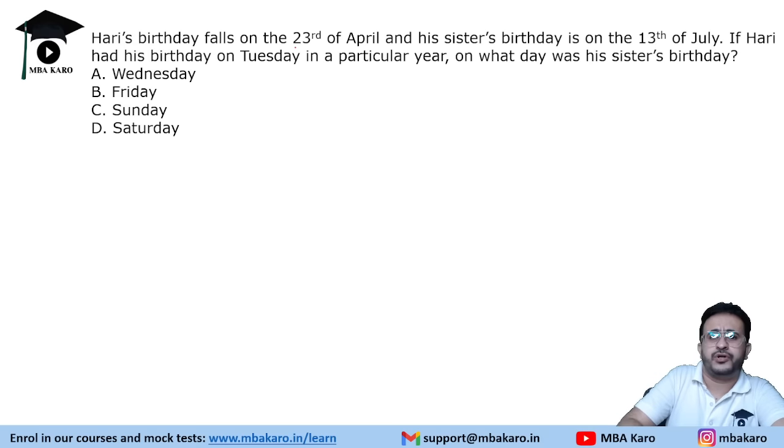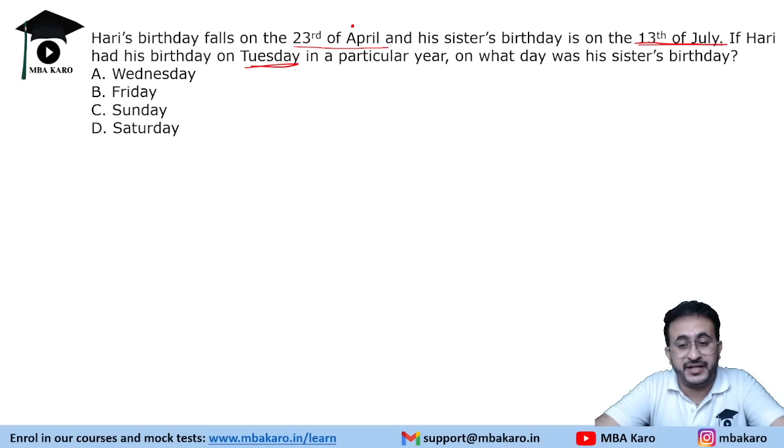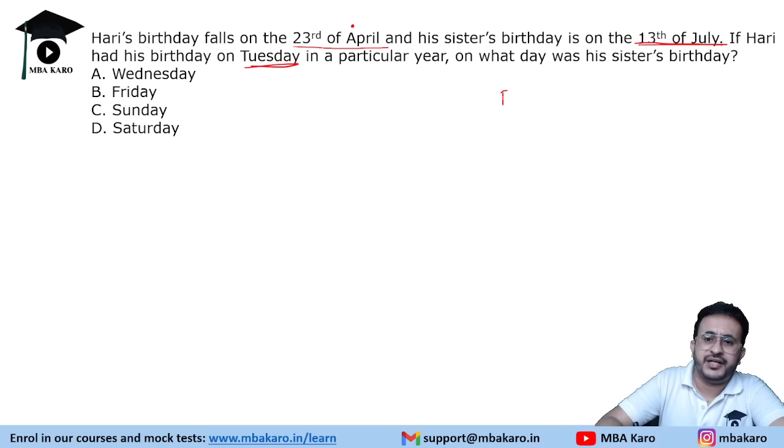Hari's birthday falls on 23rd of April and his sister's birthday is on 13th of July. If Hari had his birthday on Tuesday of a particular year, what was his sister's birthday? Now this is 23rd April is Tuesday. We need to find 13th of July. Now you must be wondering that the year is not given over here. How can we find the date on this particular day? Now see, if it is a leap year or non-leap year, what is that extra day? That extra day is 29 Feb. Okay.